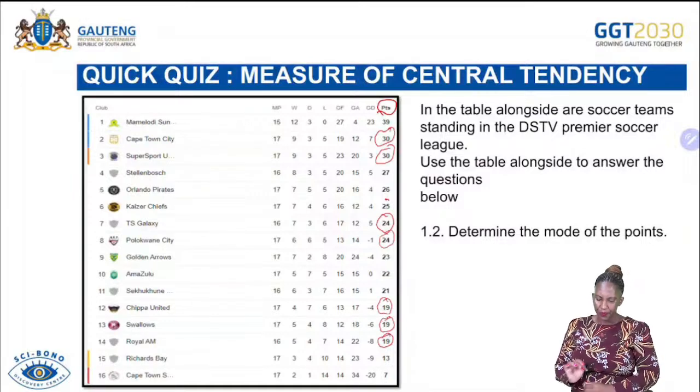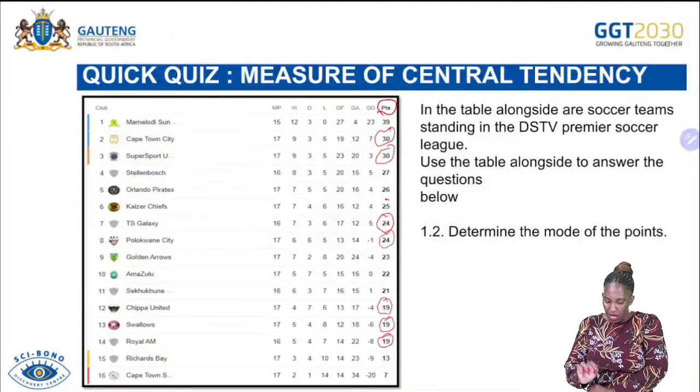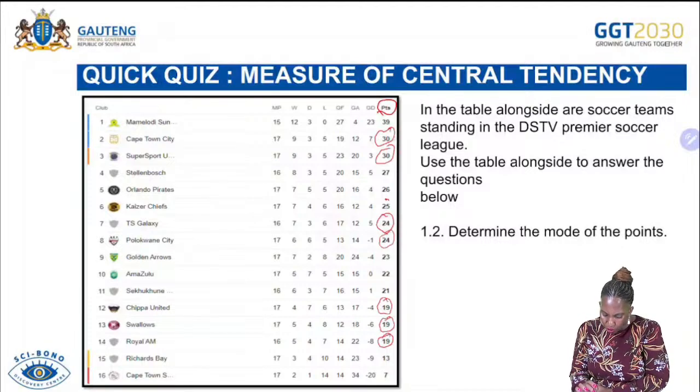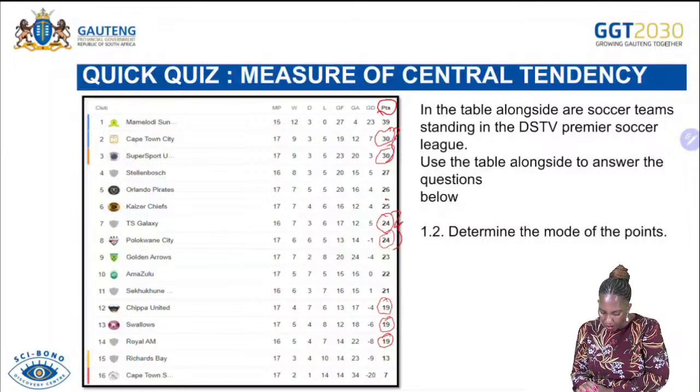13 and 7. Boys and girls, looking at this information on the point side, we said the mode is the number that appears more than any other number, or the value that appears the most. Now, 30, there are only two 30s. We only have two 24s. But 19, how many 19s do we have? We have 1, 2, 3.